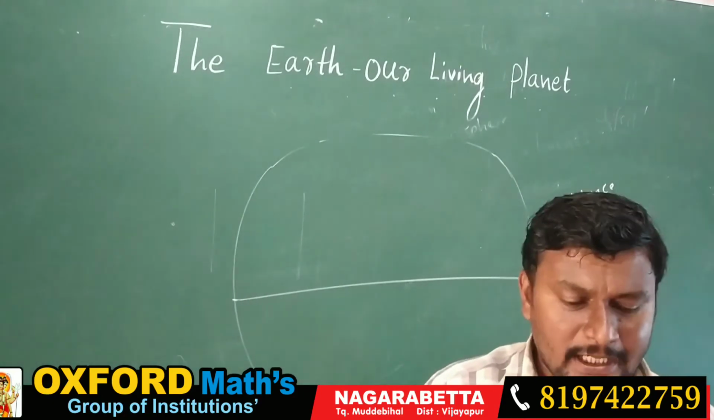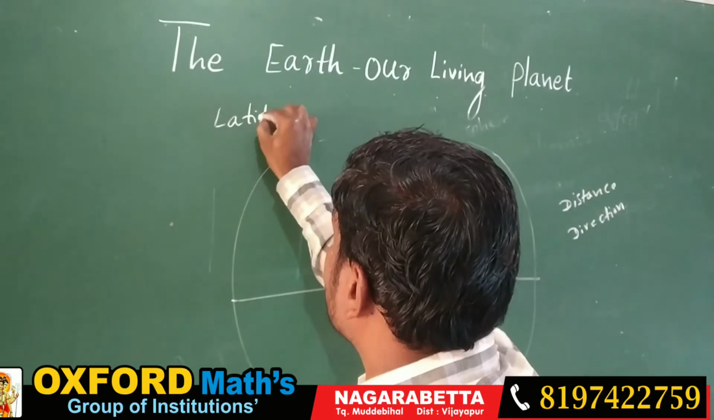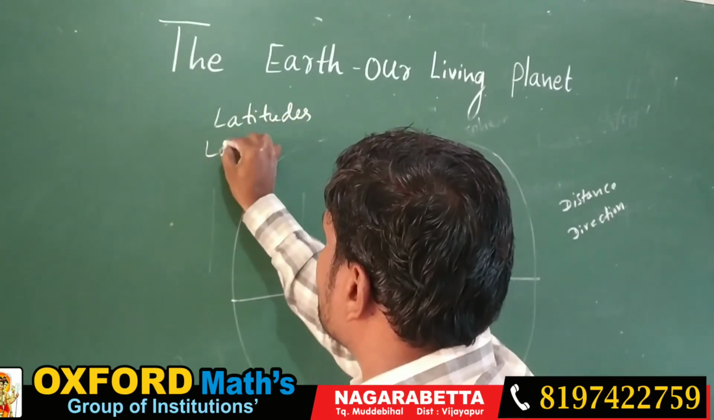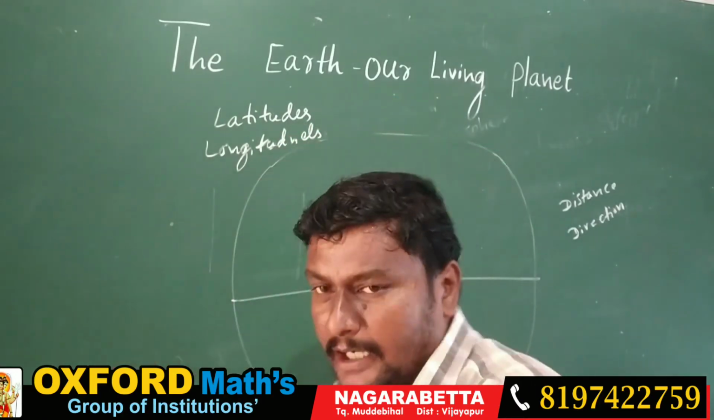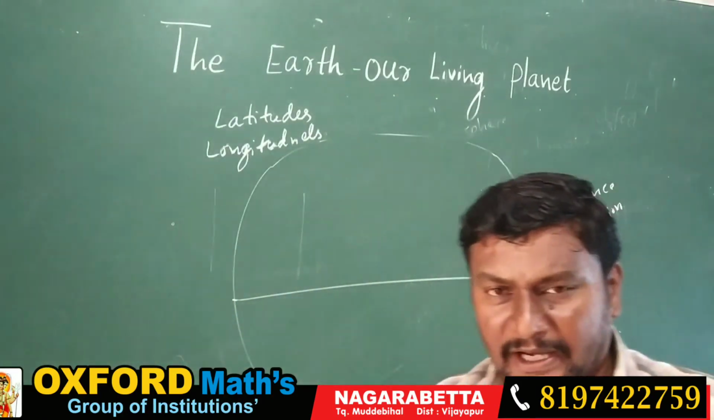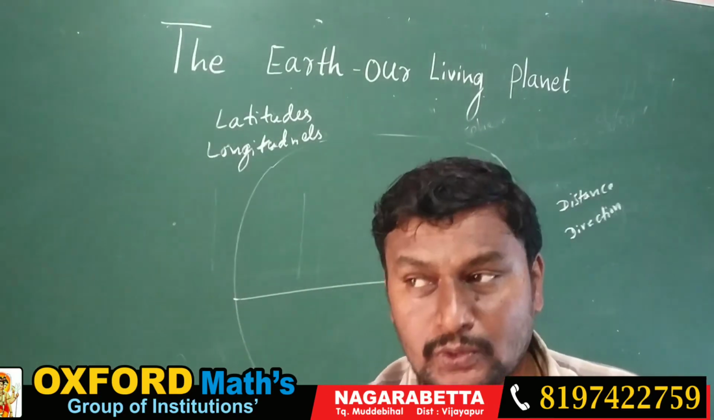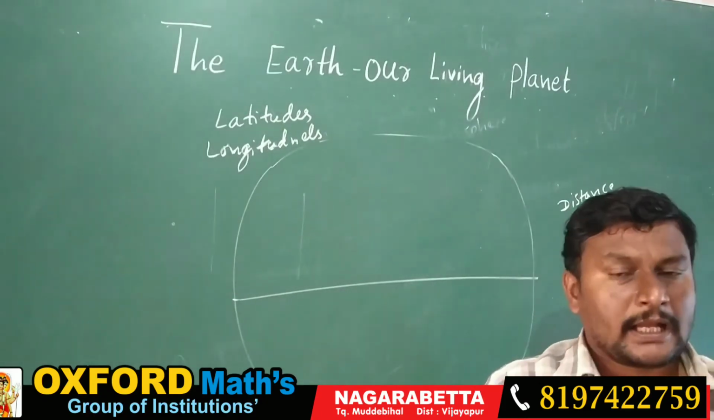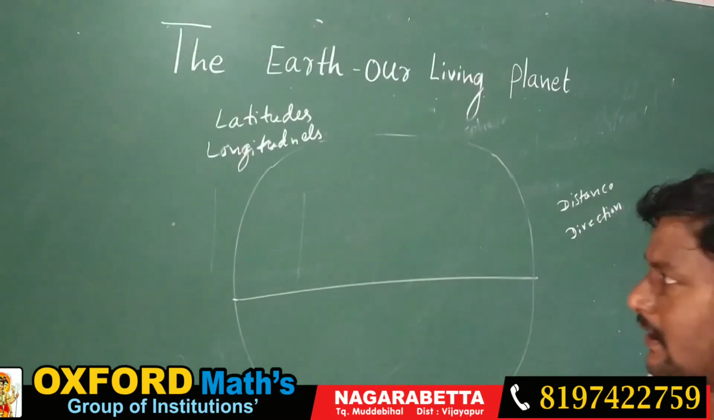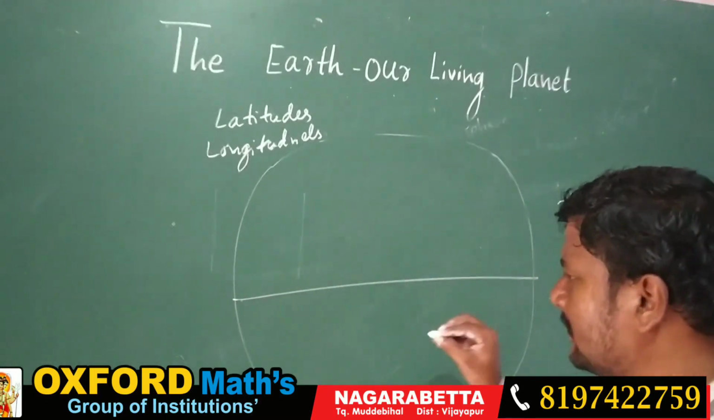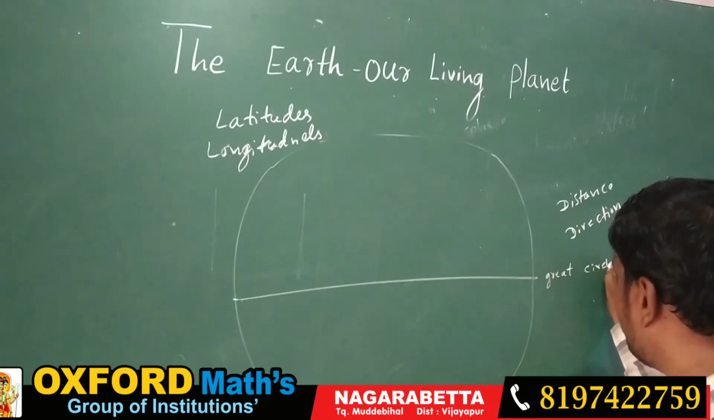These imaginary lines are called latitudes and longitudes. They help us find the direction and also the distance. Through this we also get the information to travel all over the earth. I already told you this is the equator. It is also called a great circle.